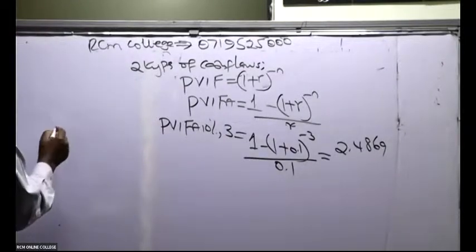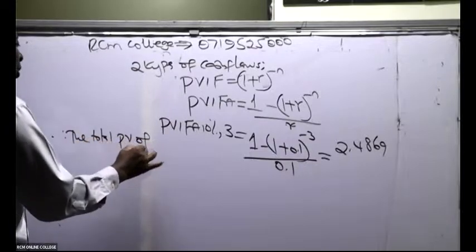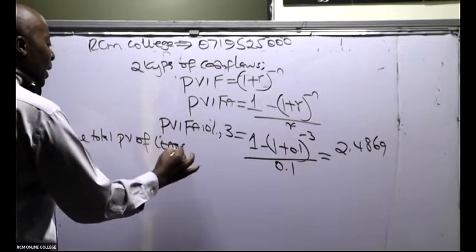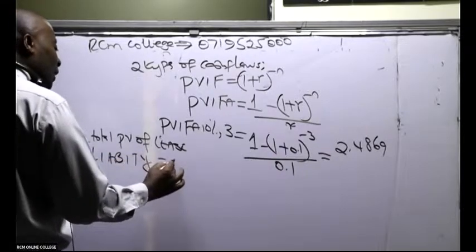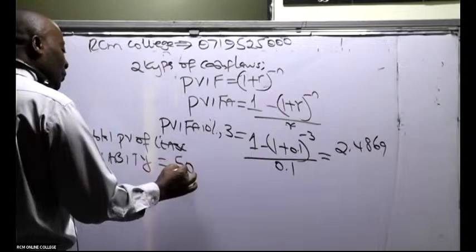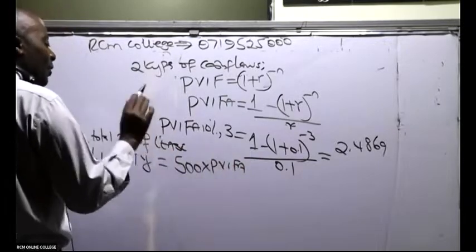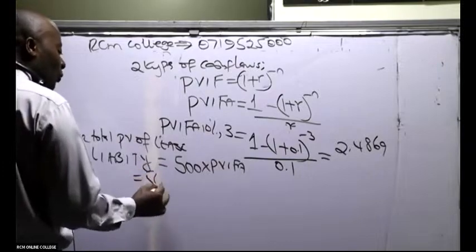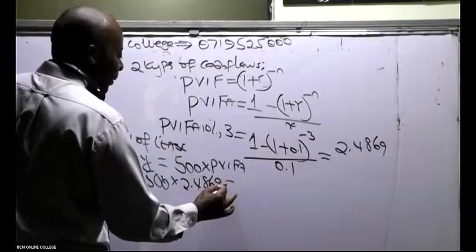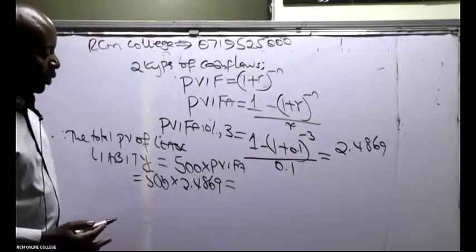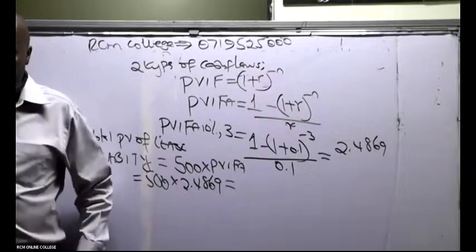Thank you so much. And therefore, the total present value of lease liability, we shall take the cash flow, just one of it, just 500 times now the PVFA. You don't do like 500, no, just one. You only choose one. So 500 times 2.4869. Please give me an answer here.